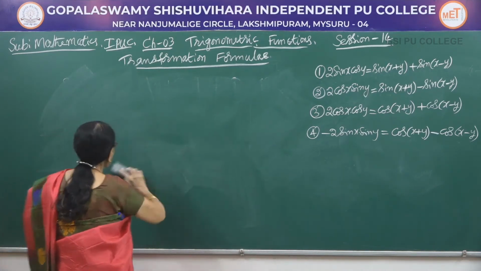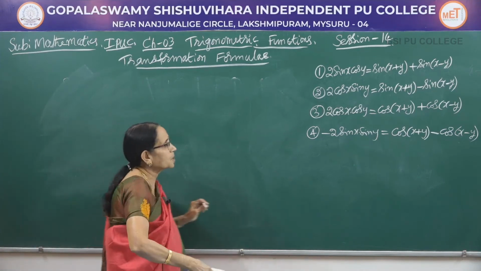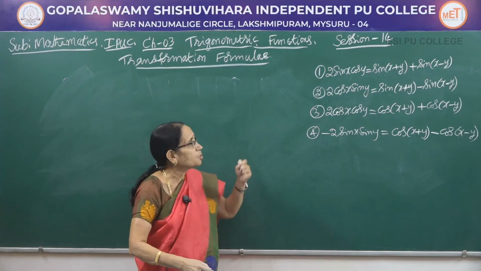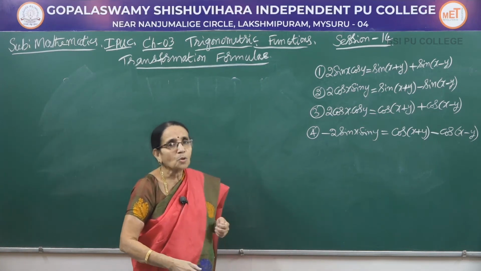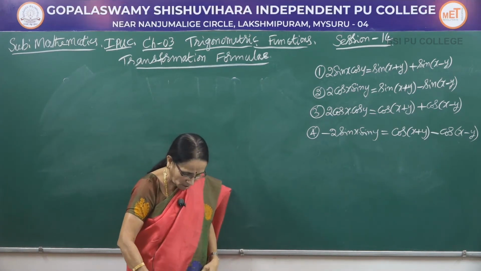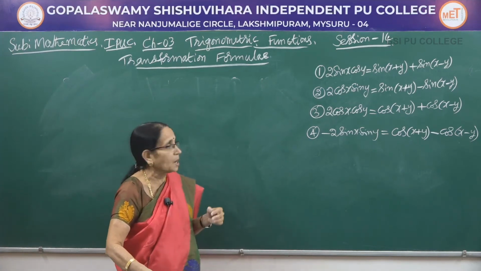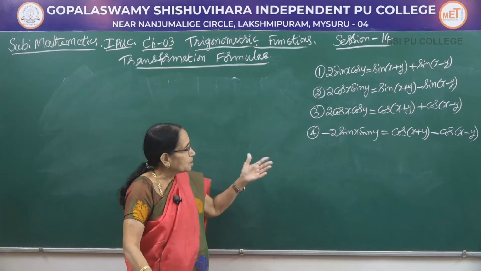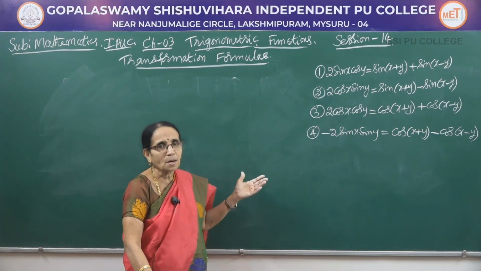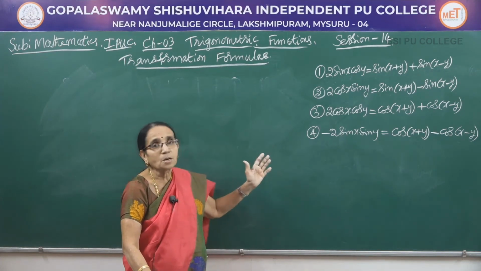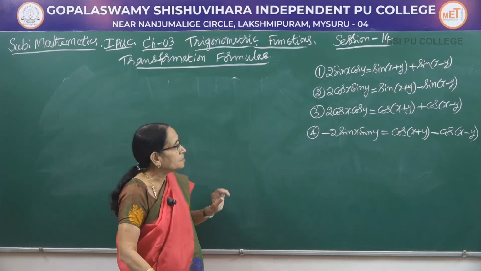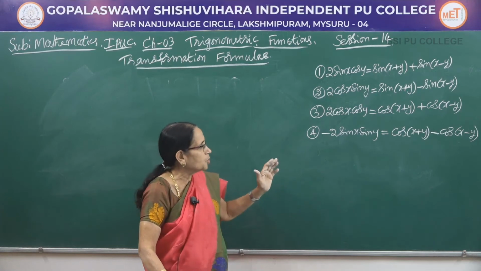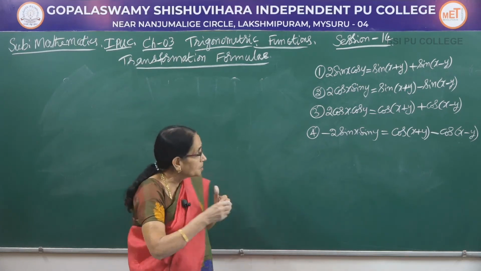Now in these four formulae, we have expressed the product as a sum or difference of two trigonometric functions, only sine and cosine. Now the other set of formulae are the other way of expressing the sum or difference as a product. Here you can use the same alphabets x and y. To avoid confusion, I make some assumptions here.